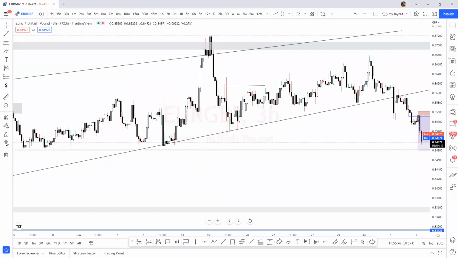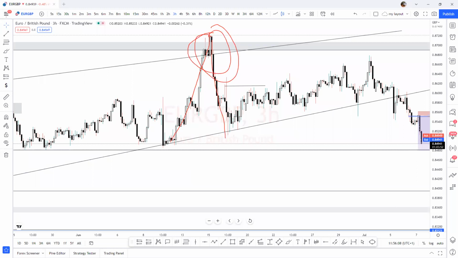Okay, so in this situation, this is the base. So we have a rally, a base, and a drop. So at this level, we have a base here where it paused. In this situation again, we can have a rally, a base, and a drop. A drop, a base, and a rally. A drop, a base, and a rally.